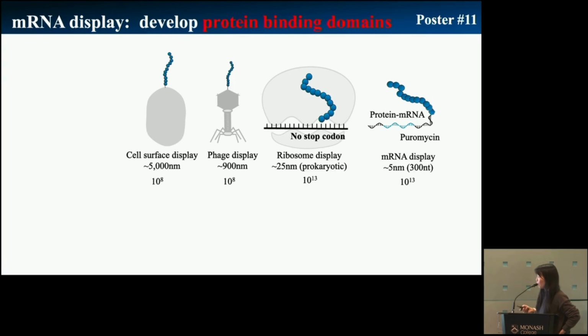I would like to give an analogy. The world population at the moment is 8 billion, so this is 1,000 times more diverse than the world population. The protein is displayed on the mRNA through a puromycin oligo, through a puromycin small molecule. Each mRNA displays 1 protein, and it forms a covalent bond. The covalent bond can tolerate harsh selection conditions.